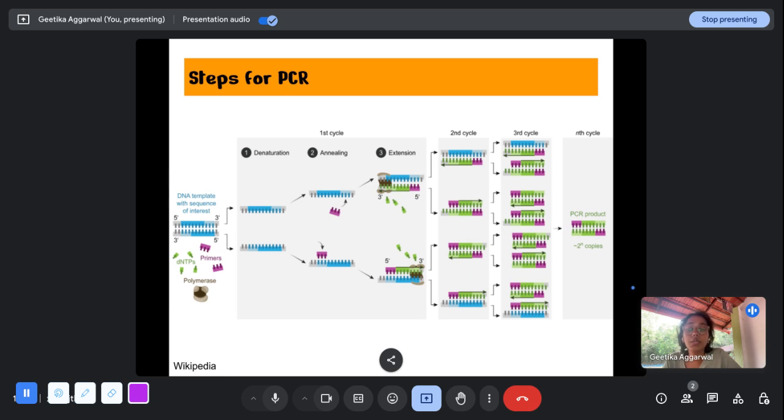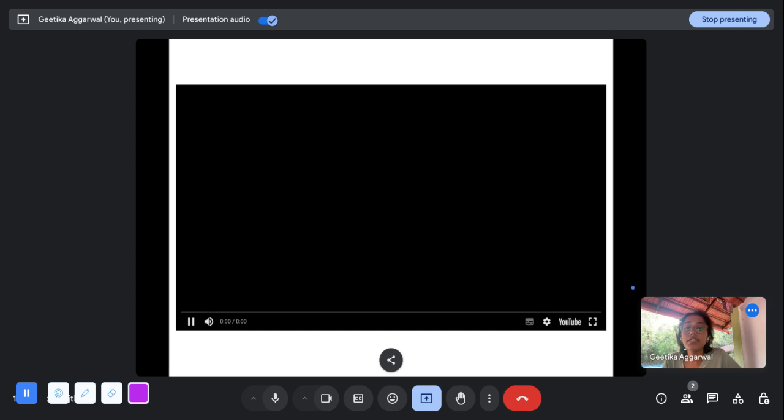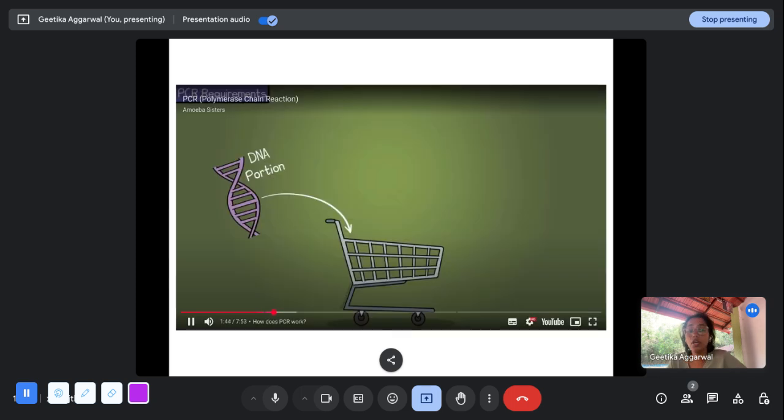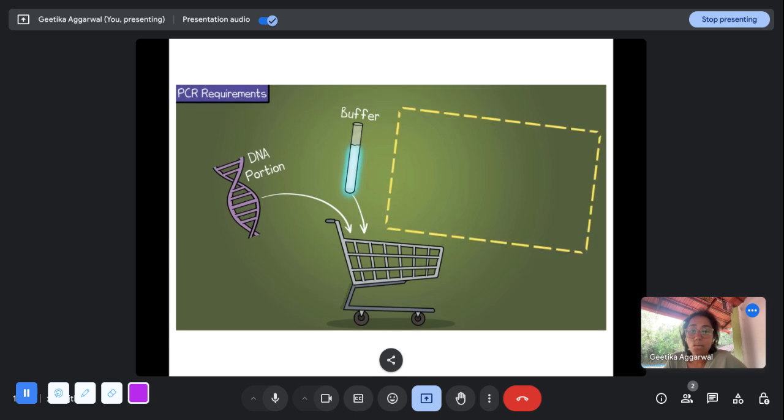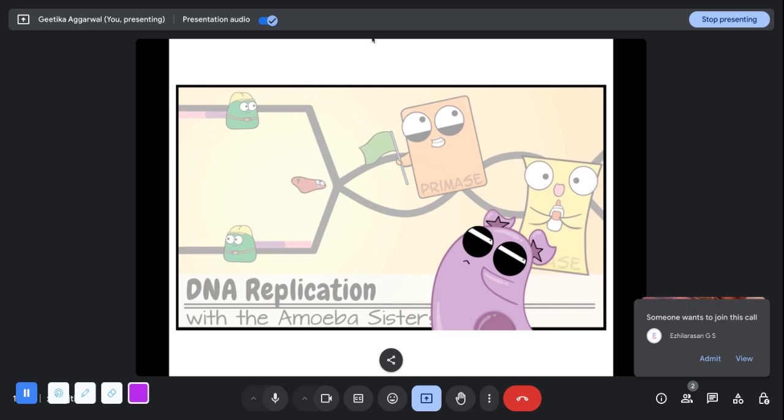It will keep on multiplying in the consequent cycles. Here is a small video explaining PCR. We want to make copies of a portion of DNA. We need some kind of buffer to put it in, and then we need things that would be necessary to make more copies of the DNA. So think about what that might mean from our DNA replication video.